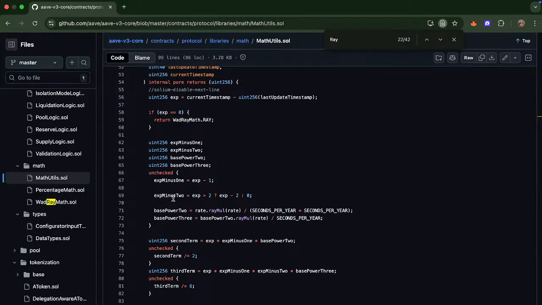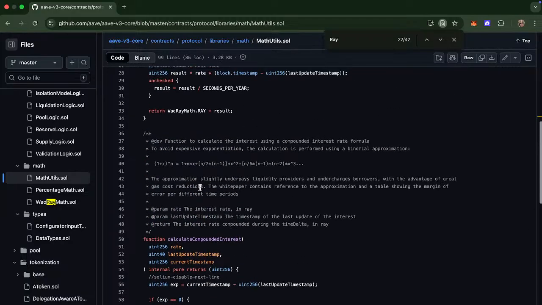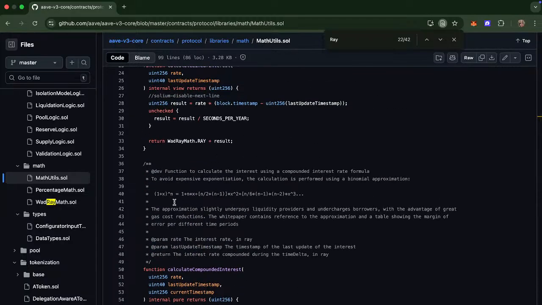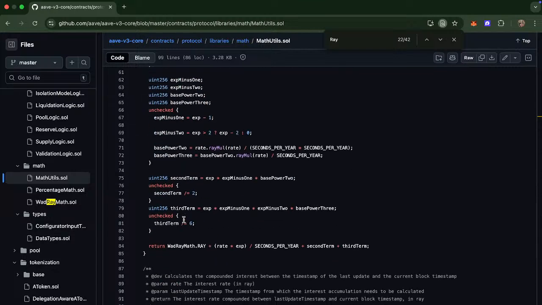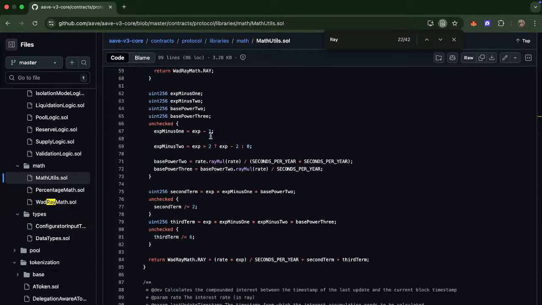Okay, n-1 to n is the power, the time difference. And what's the x then? Let's say time delta minus 1, minus 2 is, if greater than 2, then minus 2 and then 0. Okay, base power 2.